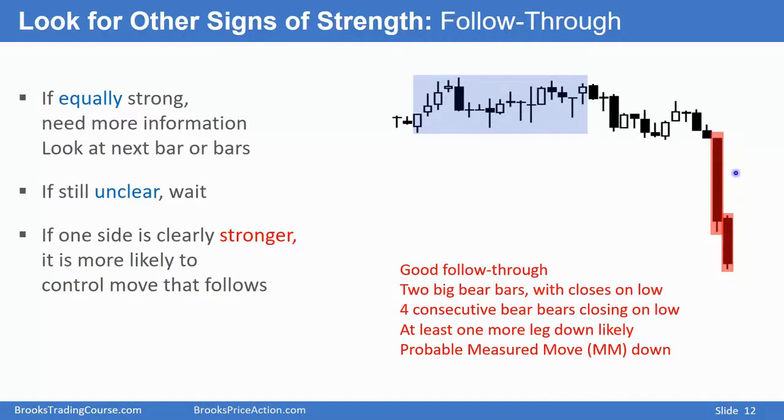A strong breakout like this probably will result in at least a measured move down from the open of the first bar of the breakout to the close of the final bar. We may get other bars in this breakout, but at this point, this is the final bar of the breakout. And you can see we fell for about a measured move down from the open of this bar, close of that bar.